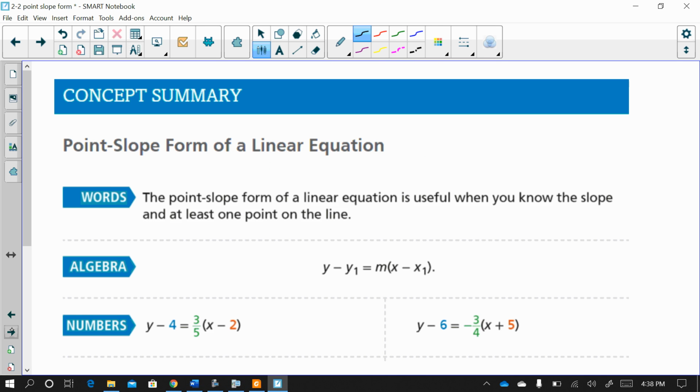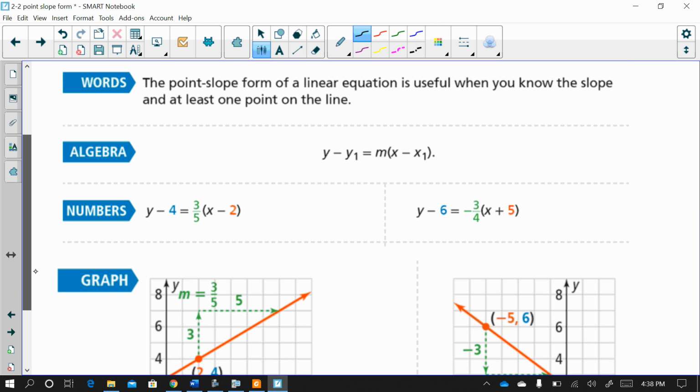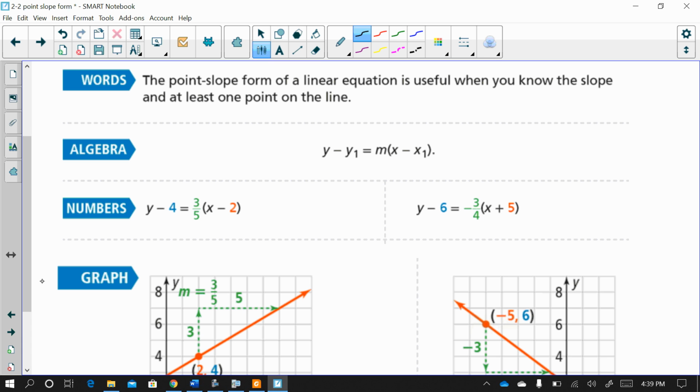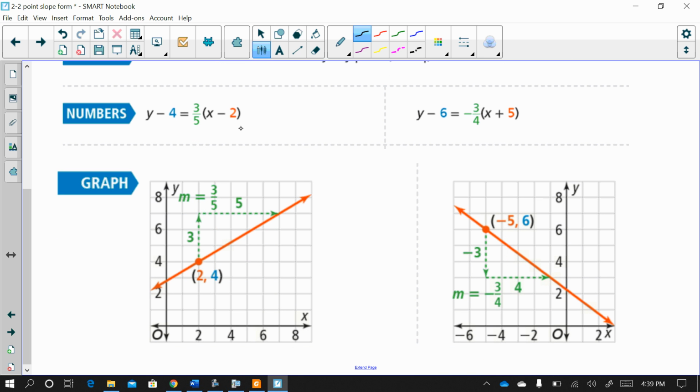And that's all I've got for point-slope. Just a reminder, y minus y1 equals m times x minus x1. It's useful when you know the slope and a point. If you don't have the y-intercept, use point-slope for it. And remember to graph, we use the point, the opposite of what we see, stick it on a graph, and then use our slope to find the next point.